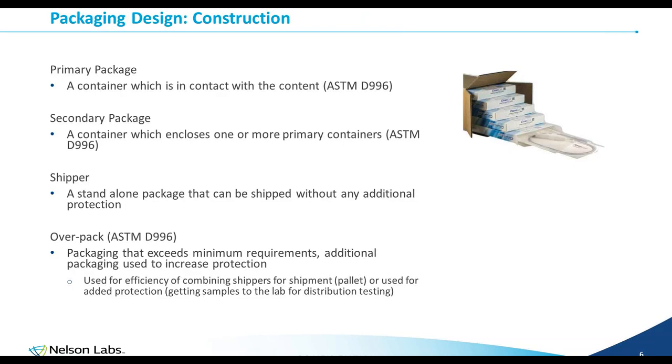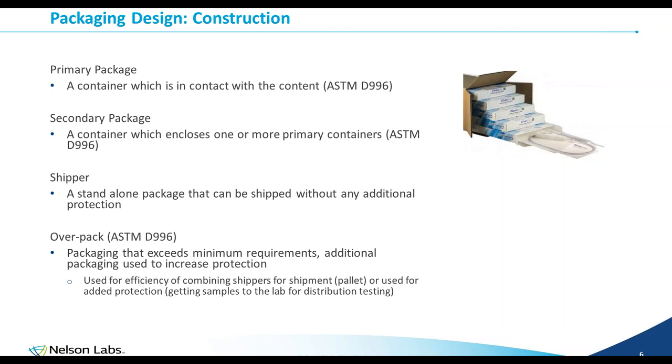So construction, let's look at what are the components of a full shipping container. We have the primary package. This is the container which comes in direct contact with the contents. So think of a medical pouch. This would be considered a primary package. A secondary package is like a shelf carton where it houses the primary container. However, this cannot be shipped by itself. Again, the primary package and secondary package are not shipped together. The shipper, on the other hand, is the standalone package that can be shipped without any additional protection.